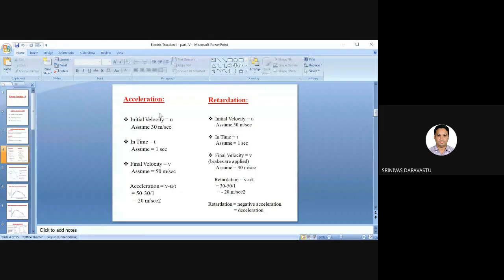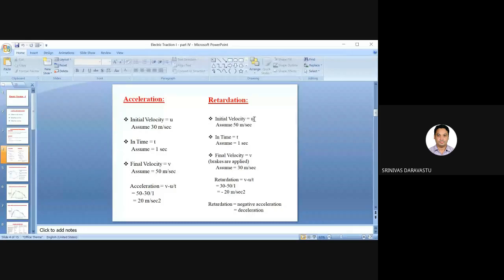Okay, what is acceleration? First of all, let us assume the initial velocity is u, in time t seconds, and the final velocity is v. So acceleration is (v minus u) by t. Now let us assume initial velocity 30 meters per second, in a time period of 1 second, final velocity 50 meters per second. Now acceleration equals (v minus u) by t, that is (50 minus 30) by 1, which equals 20 meters per second square.